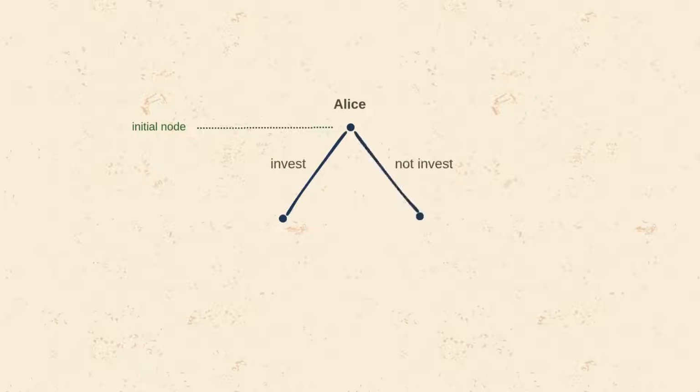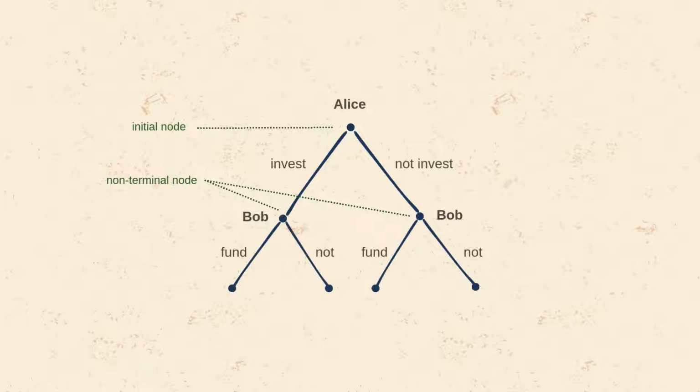The game starts with Alice making the first decision, represented with the initial node. She has two possible actions, either to invest or not, so there are two branches following this node. At the end of these branches we have non-terminal nodes for Bob. Whatever the decision Alice made, Bob will then decide whether to fund or not. So there are two branches from each of these nodes.